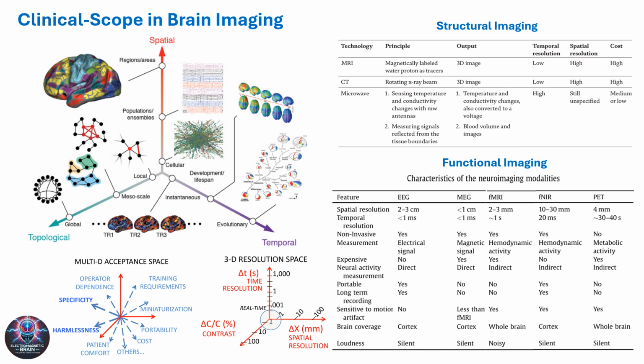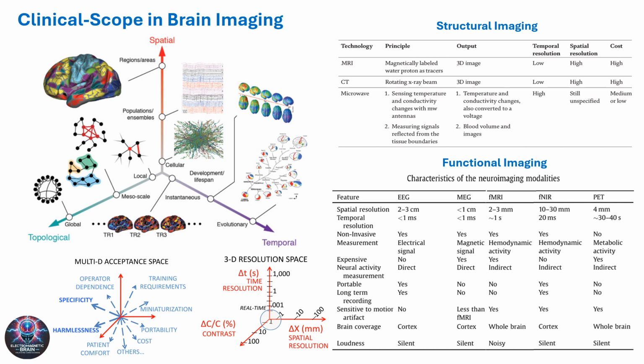Each method has distinct characteristics in terms of spatial and temporal resolution, invasiveness, and application. To summarize, these functional imaging techniques vary in their strengths and weaknesses. For example, EEG and MEG are ideal for high-speed recordings of brain activity but lack fine spatial detail.